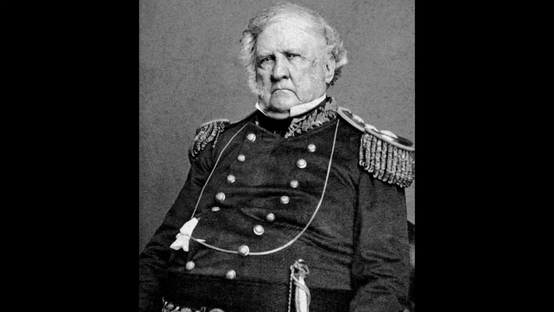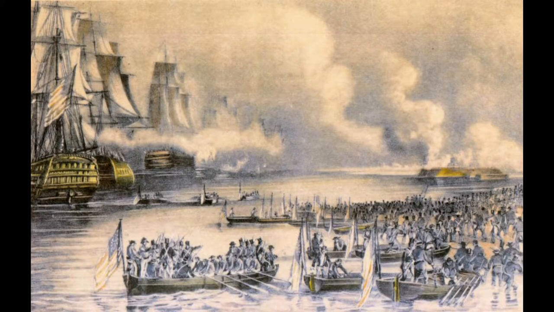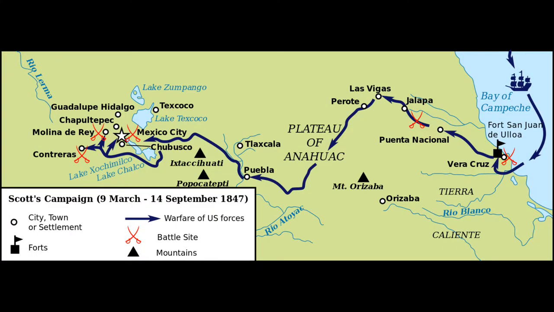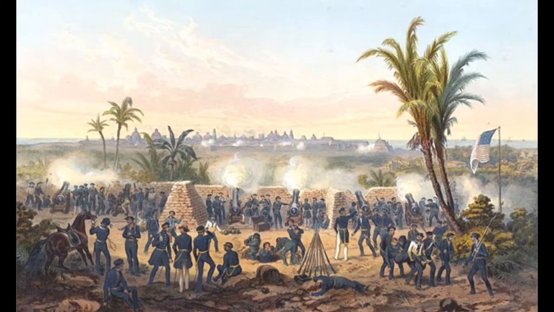Winfield Scott began his campaign with an amphibious landing at Veracruz, which granted him a decisive victory. Scott then headed into the Mexican interior toward the Mexican capital. Scott faced General Santa Anna at the Battle of Cerro Gordo, where he managed to defeat the Mexican forces and continued marching toward Mexico City.